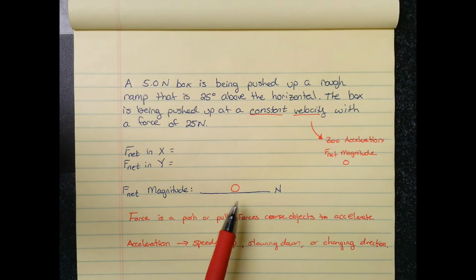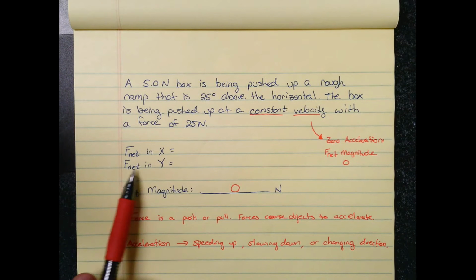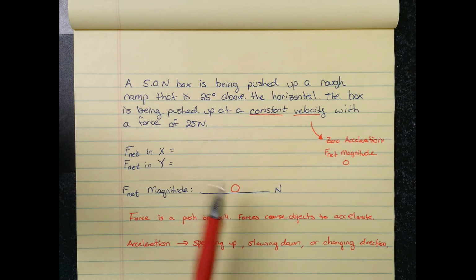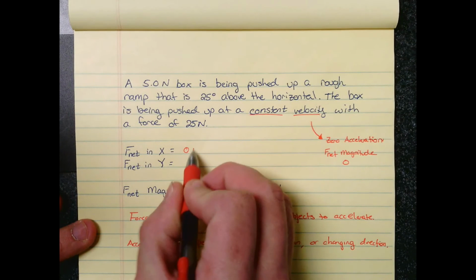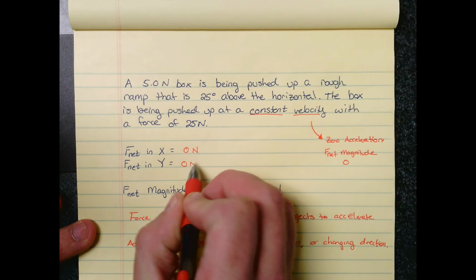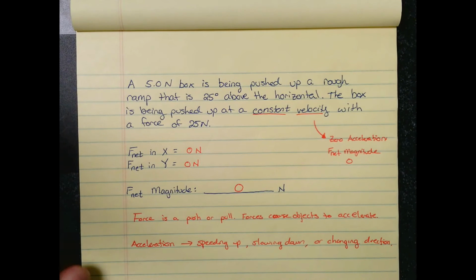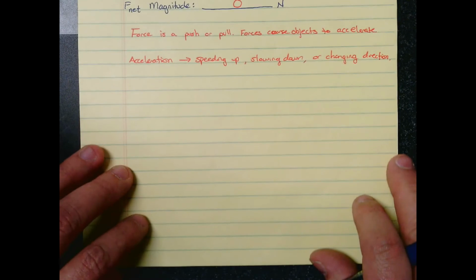Now to figure out F net in the X direction and F net in the Y direction, in order for the total to be 0, in theory, these would also have to be 0. But I will tell you, unless you can explain why these are 0, you are not doing yourself any favors, okay? So let's just quickly look at why everything is 0.